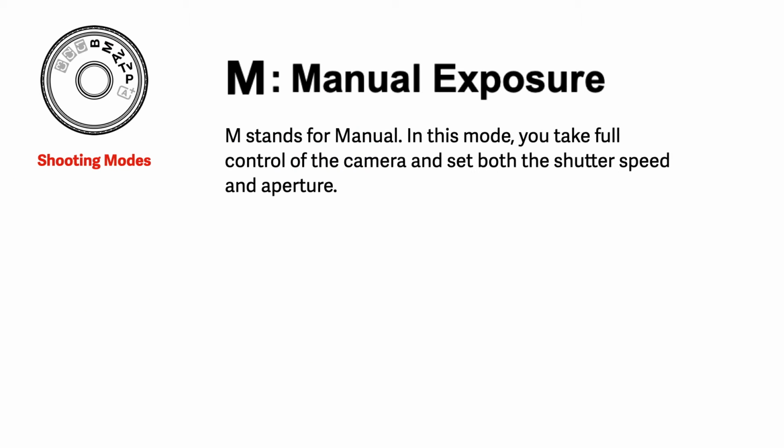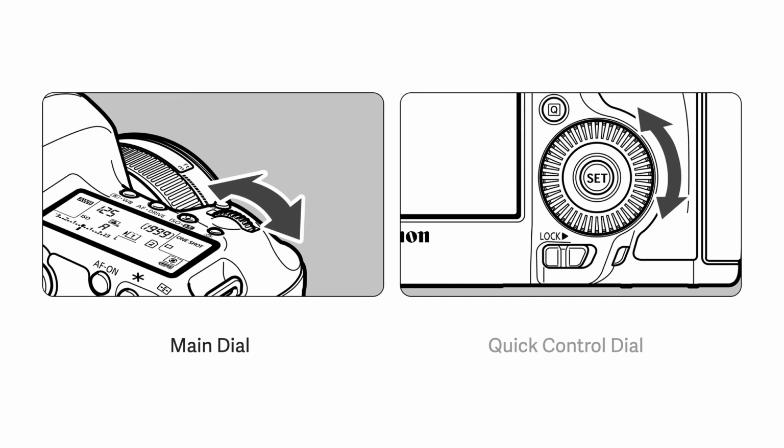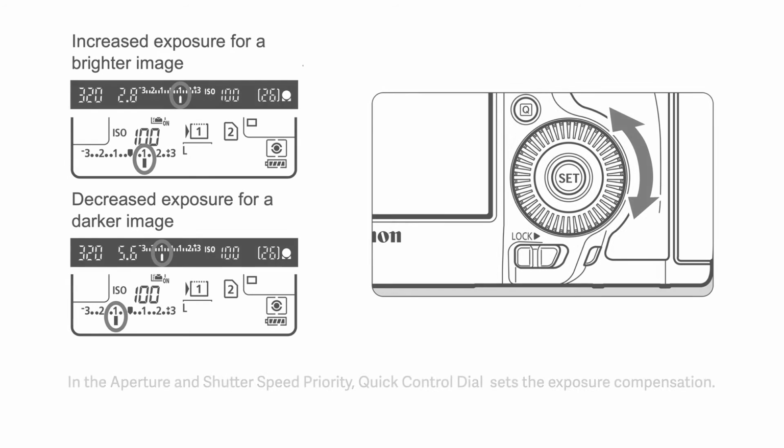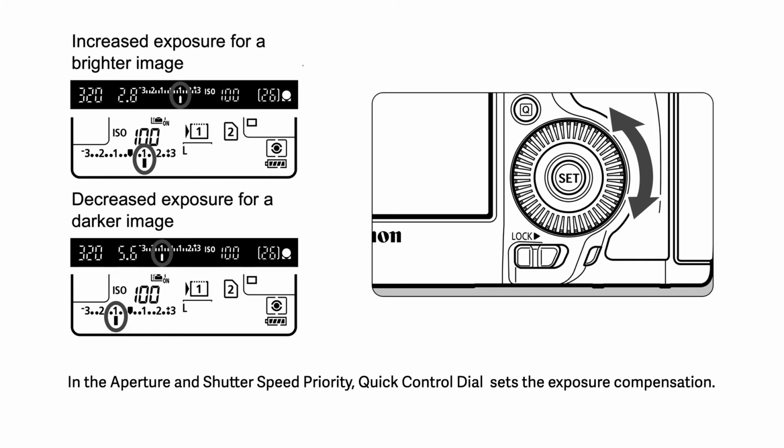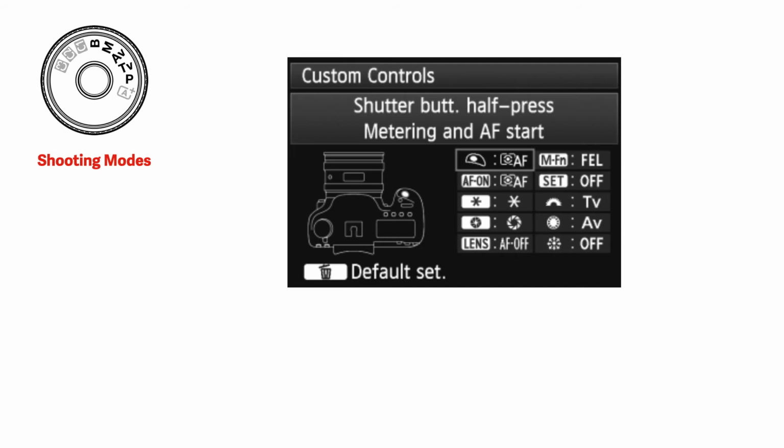In the manual mode, the main dial at the front controls the shutter speed, whilst the secondary dial at the back controls the aperture. If you switch to the aperture or shutter speed priority, the main dial at the front will control the aperture or shutter speed, and the secondary dial at the back will control the exposure compensation. In other words, the function of dials changes according to the shooting mode you are using and can usually be customized using the camera's custom functions.